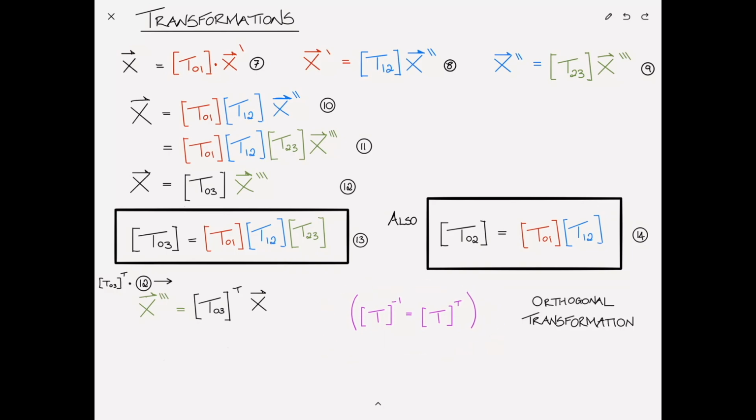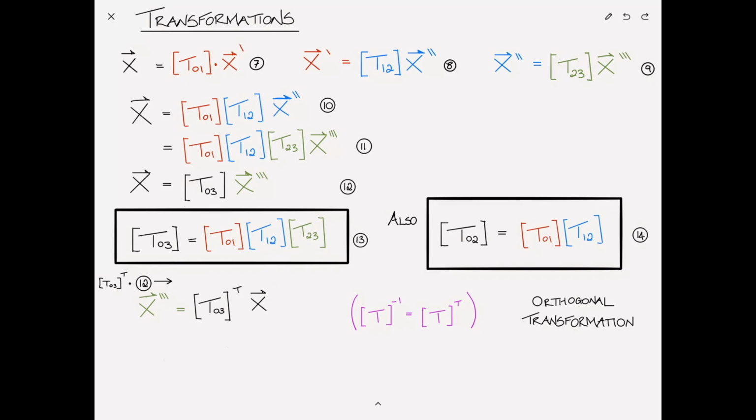Once again, one of the properties of an orthogonal transformation matrix, mathematically speaking, is that its inverse is equal to its transpose. So all I did in equation 12 is I multiplied by the transpose or the inverse, which cleared the T03 from in front of the x triple prime, and then I rewrote it in this form. But having rewritten it in this form, this transformation matrix T03 transpose is really taking us from the 0th coordinate system to the 3 coordinate system.